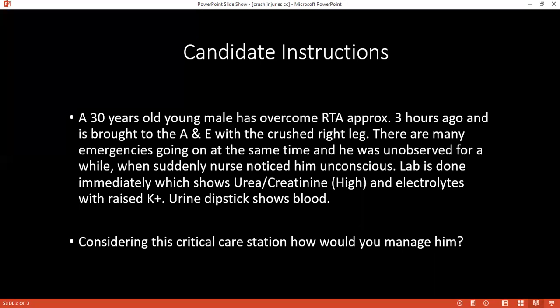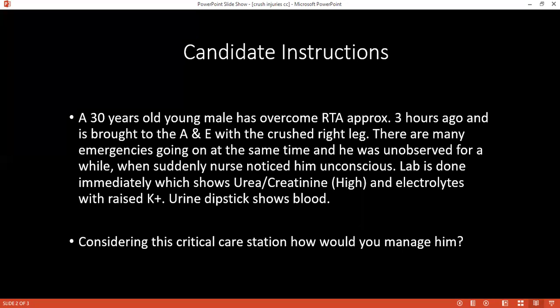So my diagnosis is rhabdomyolysis and crush injury. Yes, even could be compartment syndrome. Compartment syndrome could also be there, right? So, how would you manage? Which condition will you take care of first? If it's a compartment syndrome, we have to take care of this one first.